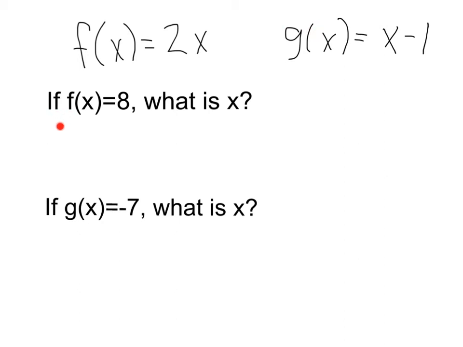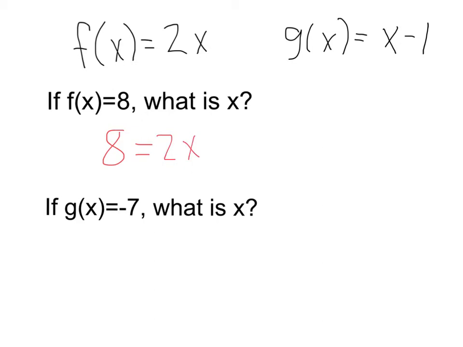Here they're telling us if f of x equals 8, what is x? Now notice, this f of x equals 8 looks very different than the problems we just did. If we had f of 8, that means we would plug 8 in for x using the f function. However, this time they're telling us f of x equals 8. So what we can do is plug this 8 in for f of x. That would give us 8 equals 2x.